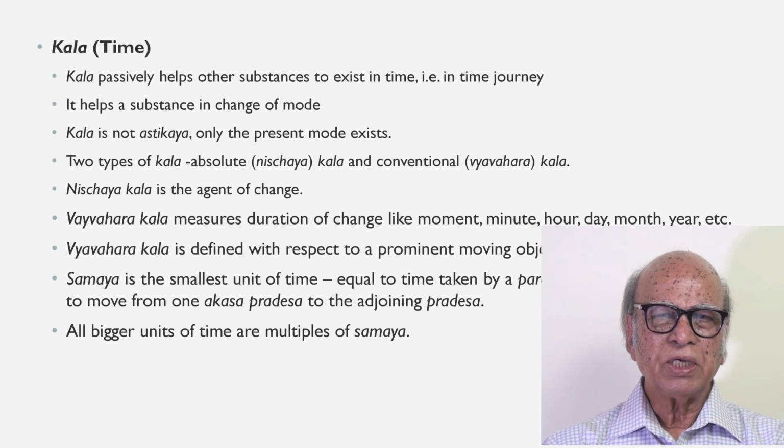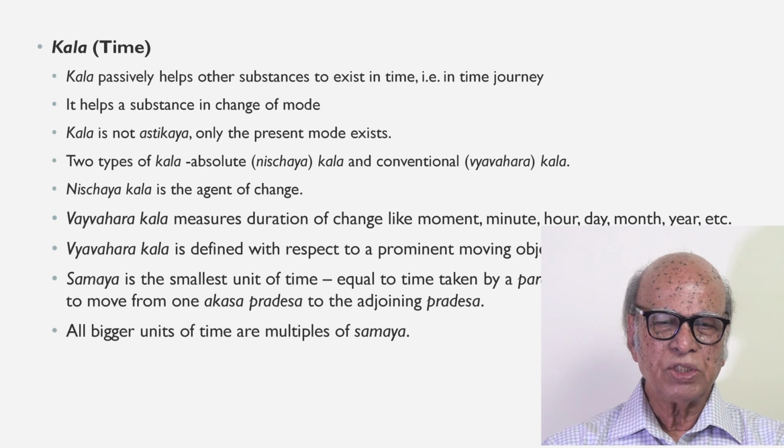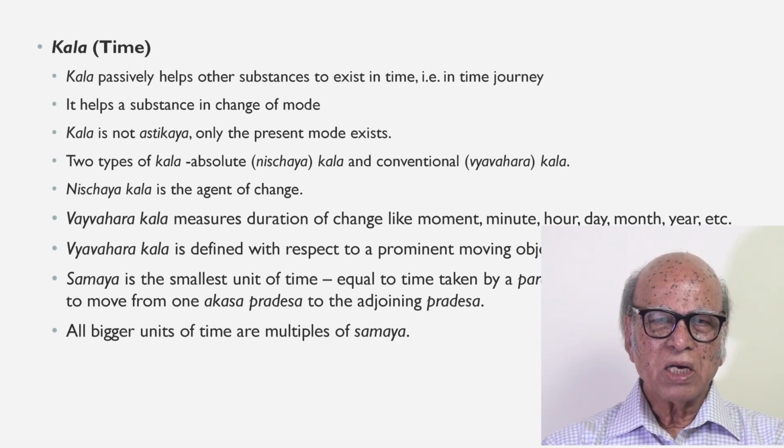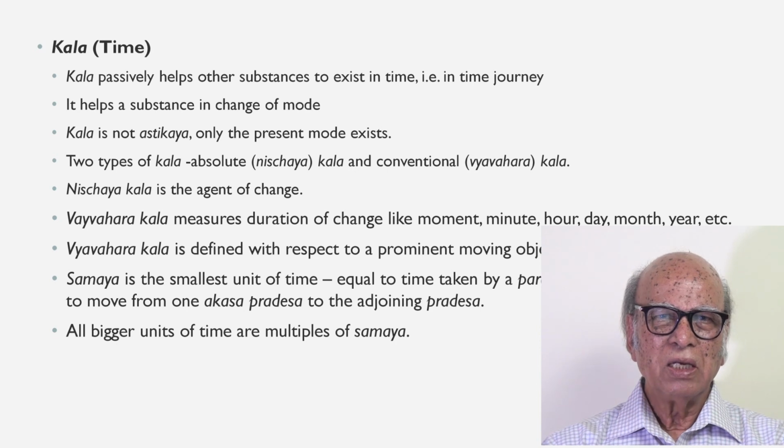Kal is not asthikaya, it doesn't have a spatial extension. It's only the present mode which exists. The next mode has not come into existence now. So at every instance, only one Kal is present. In the next instance, another Kal, next instance, another Kal, and so on. And it doesn't have a spatial extension.